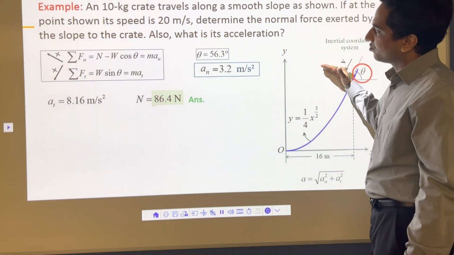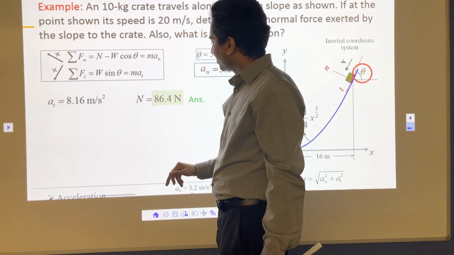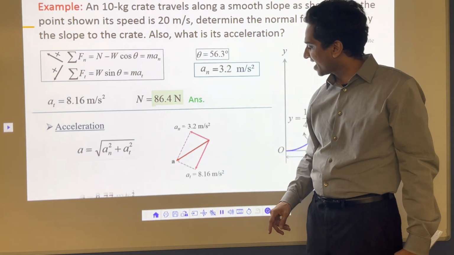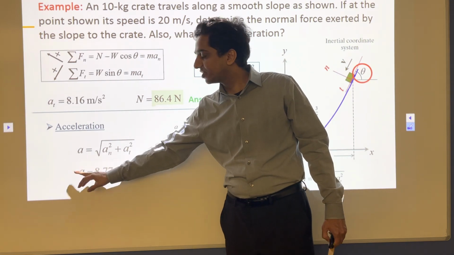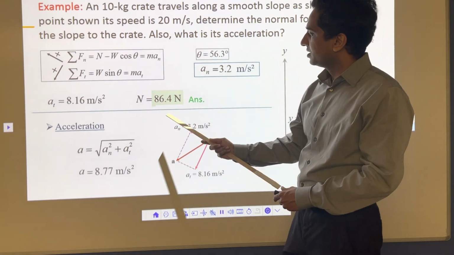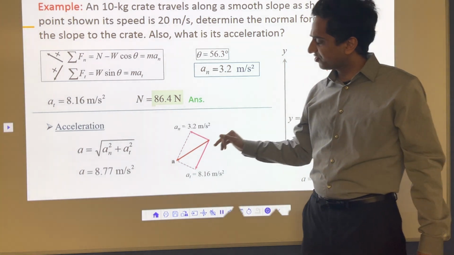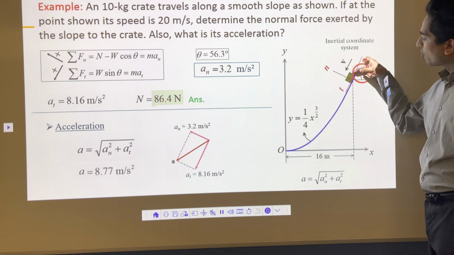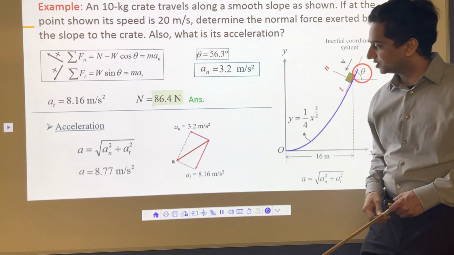Normal direction 86.4, and then use this at, use this an, and then if you do that, at and an, you have these two values. You can calculate A as 8.77 meter per second square. So that's your final number for the acceleration. So now you know the normal, determine the normal, 86.4 Newton at this instant here from the surface, and the acceleration, total acceleration is 8.77. So that's your acceleration, and that's how you can solve this problem.